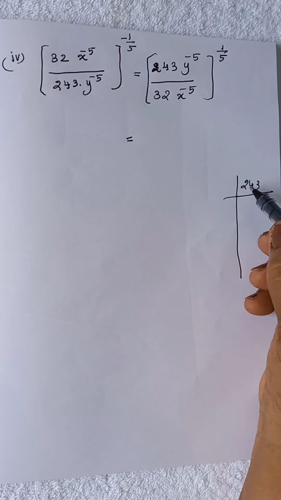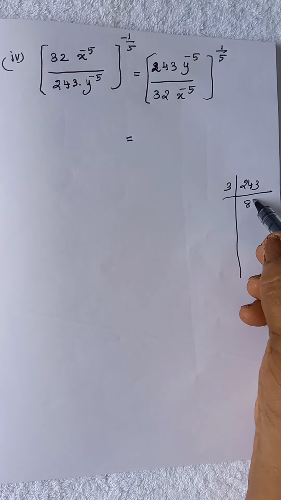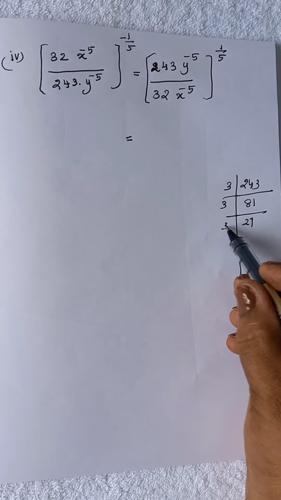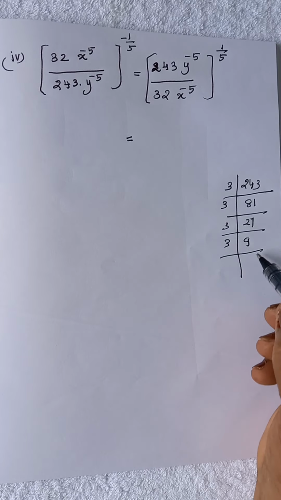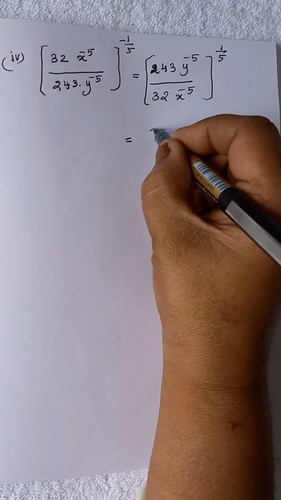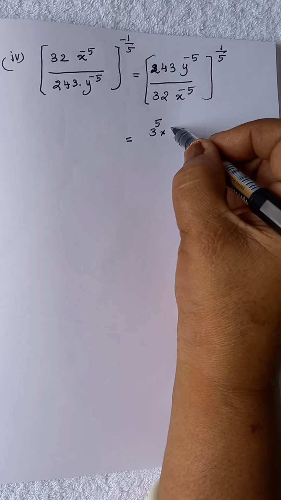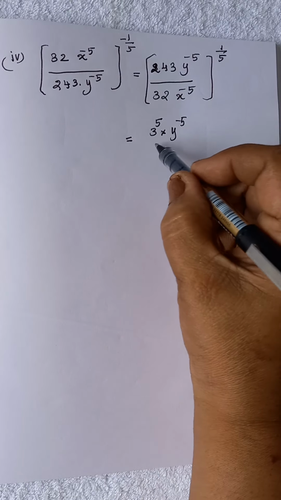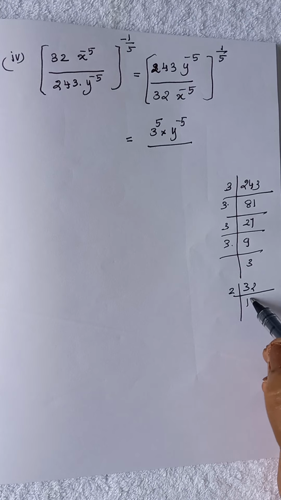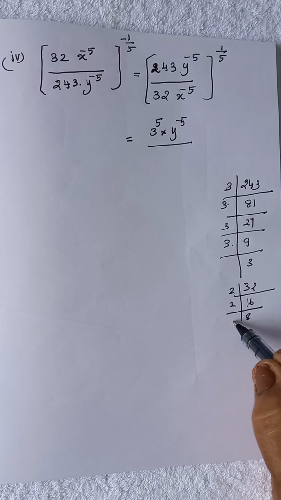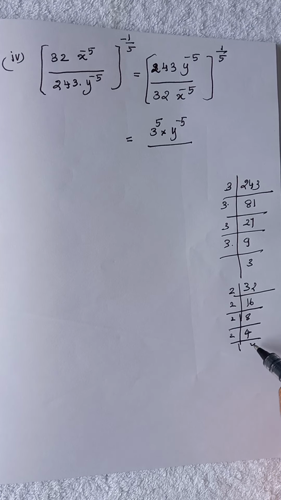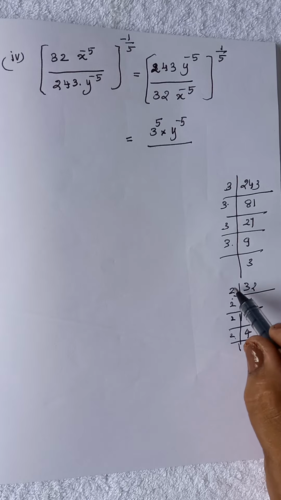So with the 3 we can cancel. So this is 81, then 3 27, with 3 9, then 3 will get 1 2 3 4 5: 3 raised to 5 into y raised to minus 5 by 32. 32 can be factorized with the 2 16, and again with the 2 8, with the 2 4, again with the 2 2. So how many 2's are there? 1 2 3 4 5.